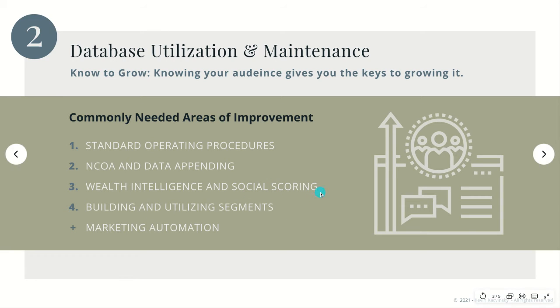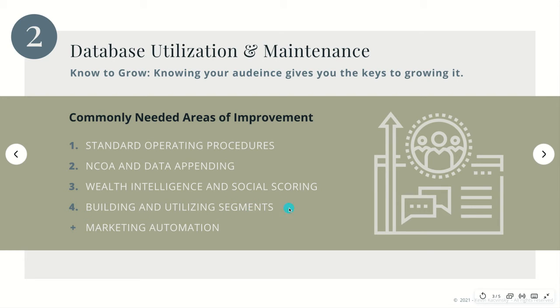Social scoring is taking information from social media and giving the donor some sort of score or telling you how connected they are to your community. A lot of donor management systems will offer that.